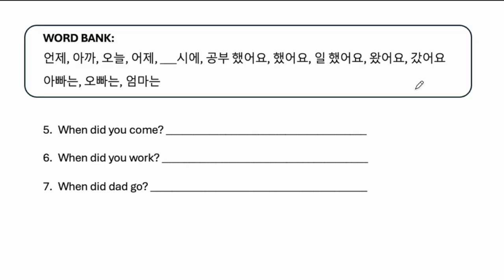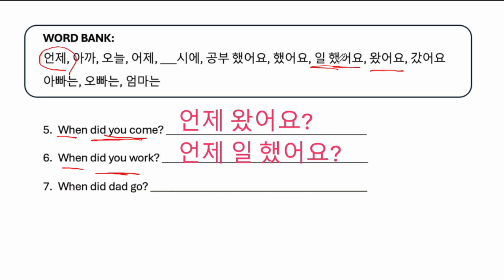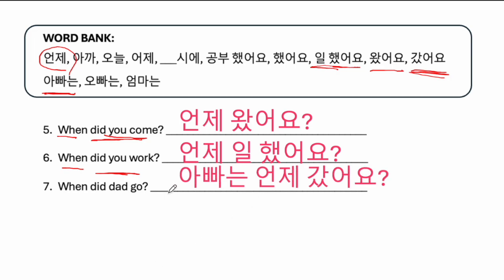Okay, when did you come? When is 언제? When you came, come 왔어요. So 언제 왔어요? When did you work? Worked is 일했어요. So 언제 일했어요? When did dad go? Dad is 아빠는, go 갔어요. When we are using a subject, it comes the very first. 아빠는 언제 갔어요?